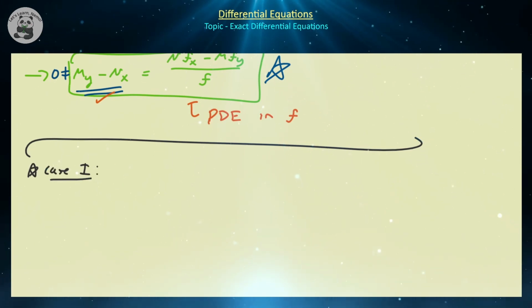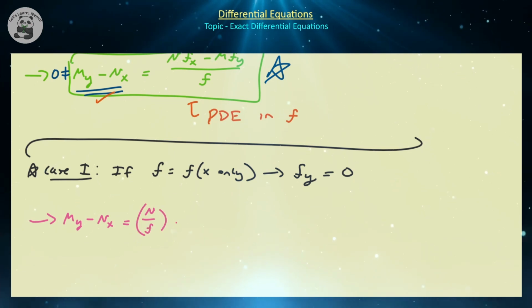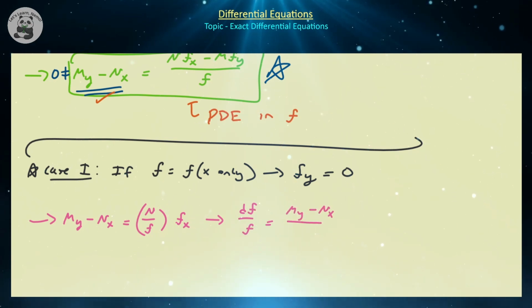So case 1. Let's assume that our function f is a function of x only, implying that the partial derivative y of f will be equal to 0. What does our special PDE reduce to? So we're going to have my minus nx is equal to, so fy is equal to 0, so we're just going to have n divided by f times fx, and then we can solve this equation for f, or at least we have a differential equation, an ordinary one, in particular of the form df divided by f is equal to my minus nx all over n dx.